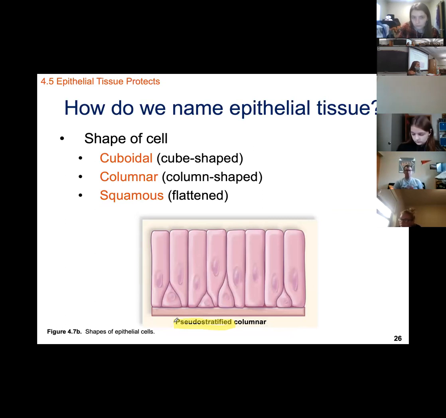Okay, now we also can name epithelial tissue by the shape. So we have cube-shaped, column-shaped, and flattened. Okay, so this would be a pseudostratified columnar, which would be that it looks like columns. Think of columns like the Colosseum in Rome. That would be a column-shaped.